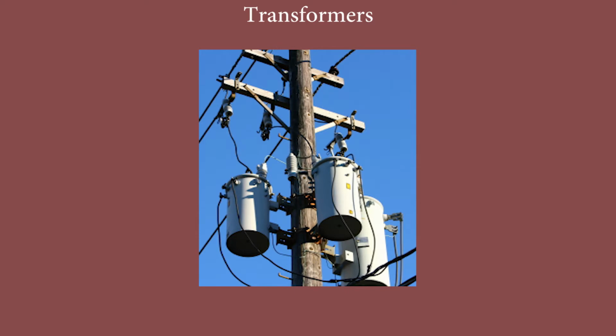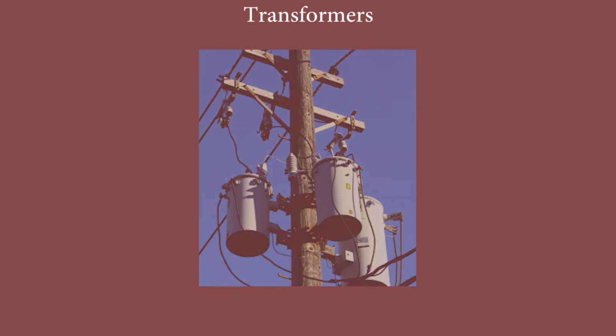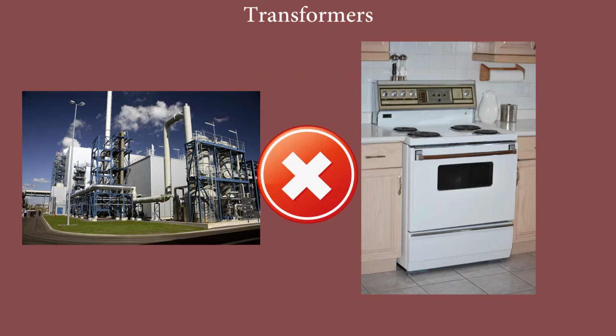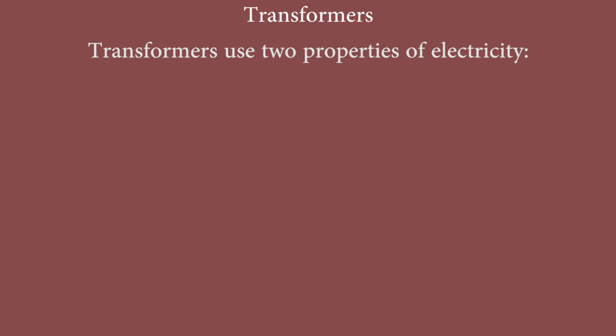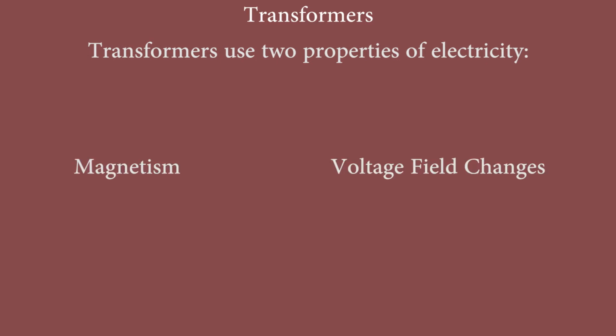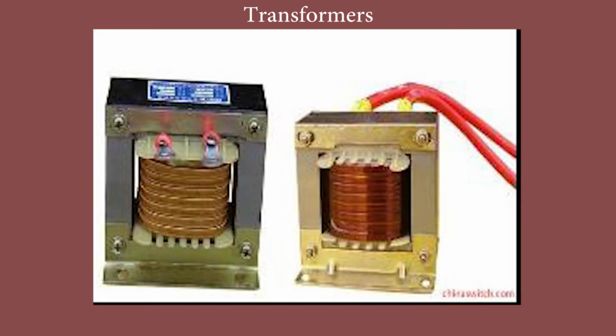It is very useful in the fact that the voltage that comes from a power plant is way too powerful for our appliances and devices we use each and every day. A transformer uses two properties of electricity to accomplish this: magnetism and voltage field changes. A transformer works by taking the high voltage and running it through a wire wrapped around a center iron core.